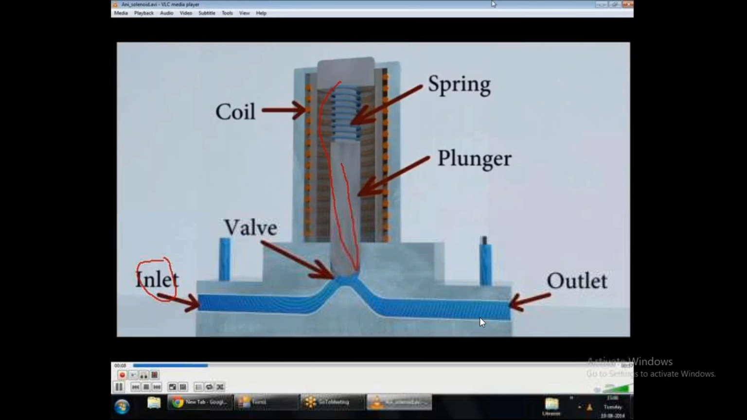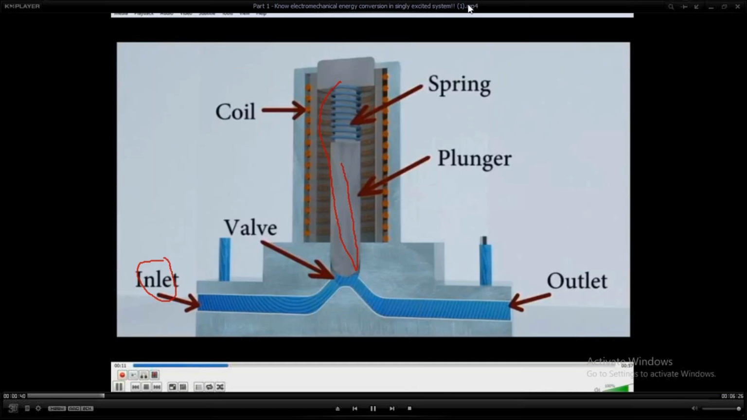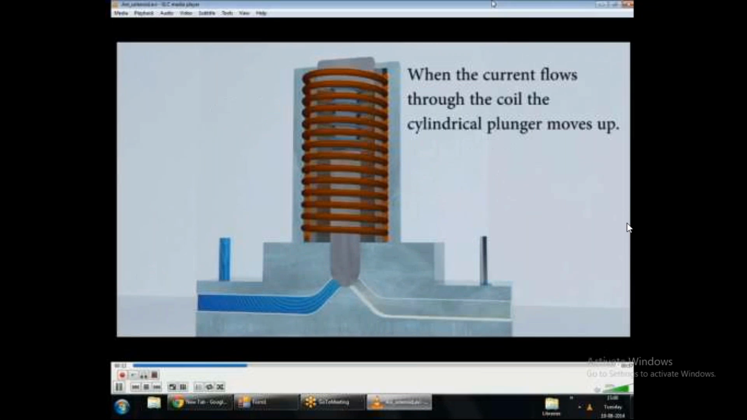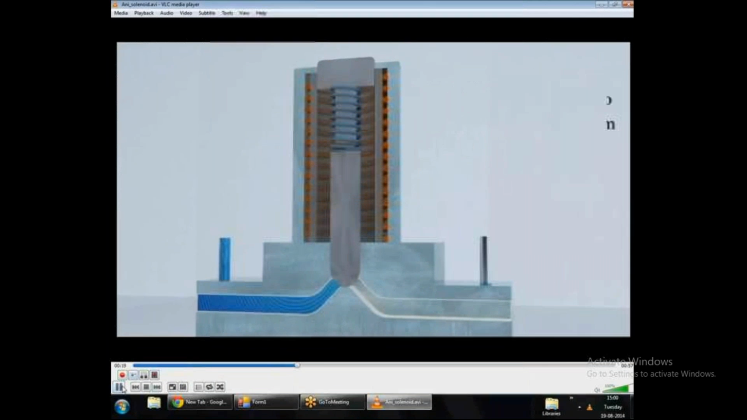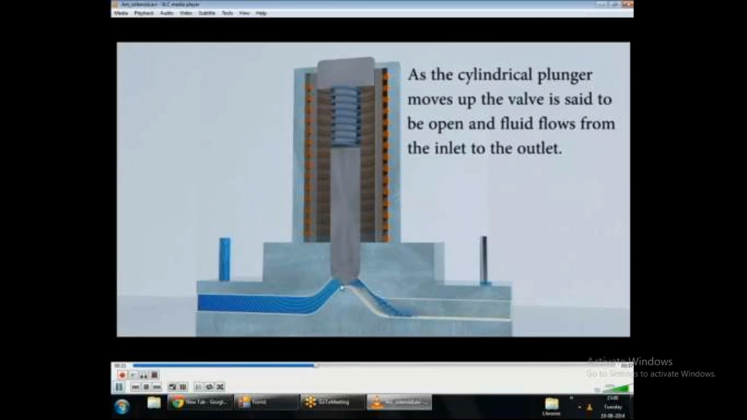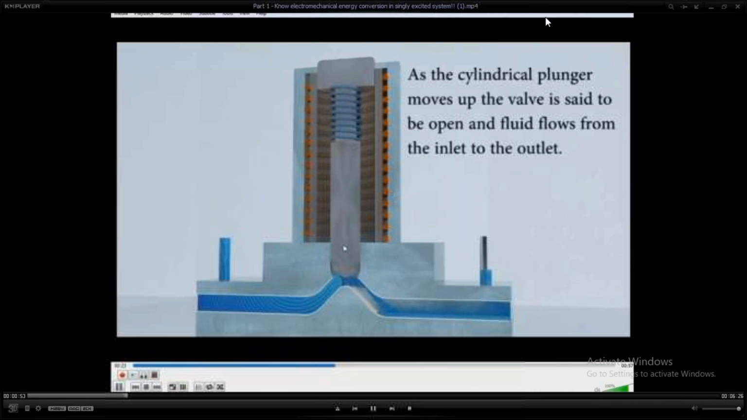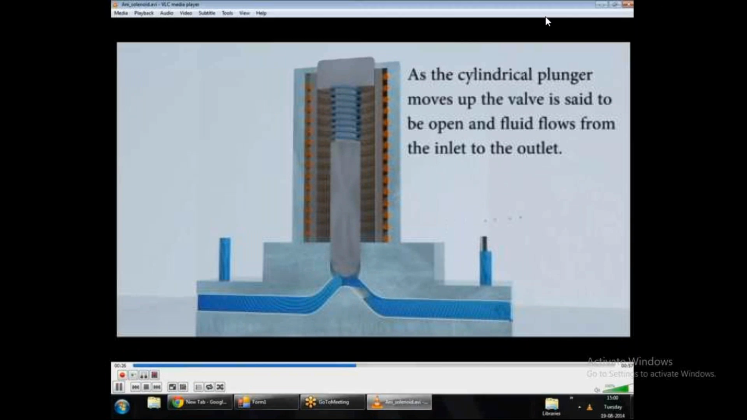The first system that we see here in our animation is a kind of solenoid valve. Whenever the current flows through this valve, the cylindrical plunger that we see over here moves, and as it moves, the valve opens and the fluid flows from the inlet to the outlet. As a result, we have the flow of the fluid.